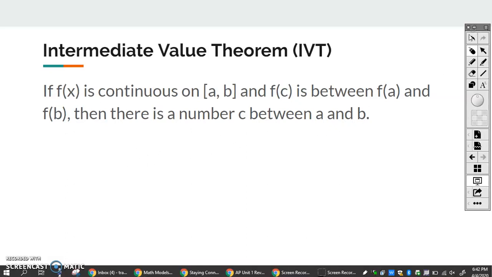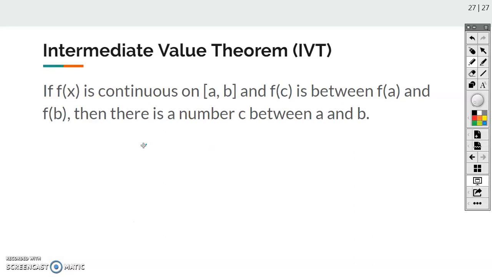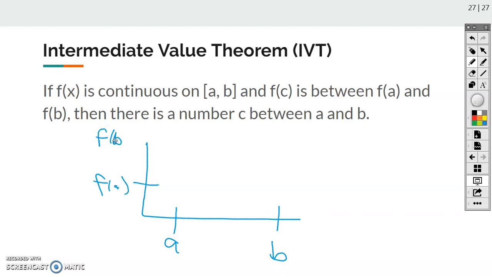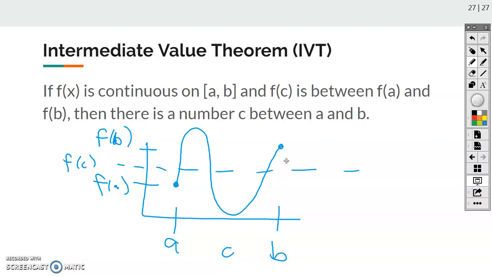Basically, I like to think about it like this. Let's draw a little function. So here's a, here's b, here's f of a, and here's f of b. So we're going from a to b, from this value to this value. I don't know how I'm getting here. I just know that I'm continuous as I get from here to here. If f of c is between these two, so f of c is here, then there must be some value at which the function hits that number. So if I get from here to here, I have to hit every number in between.